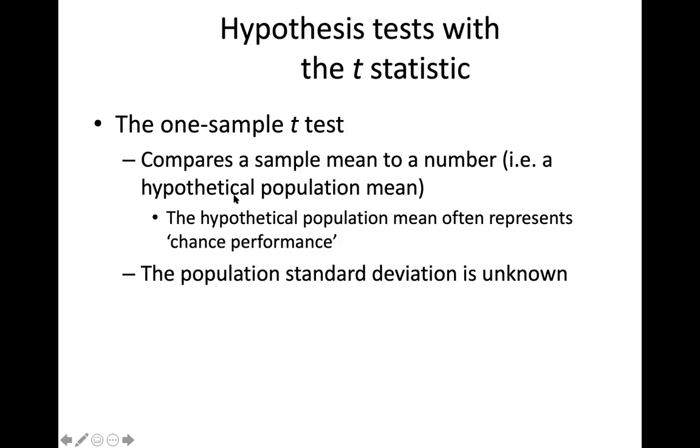And that's why I call it a hypothetical population mean. That mu in our t equation is not one that we get by calculating a mean. That mu is one that we get from inferring it based on basic probability theory. And so we're going to compare a sample mean, M, to a hypothetical population mean, and that hypothetical population mean is inferred from probability theory.